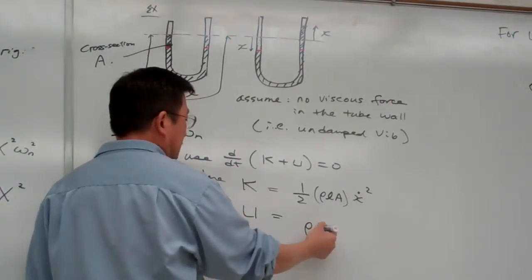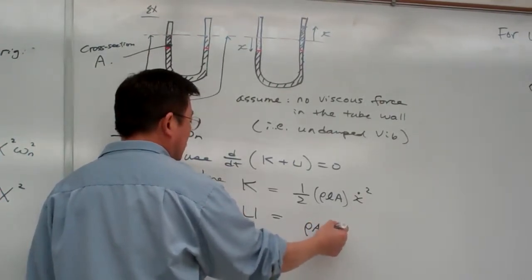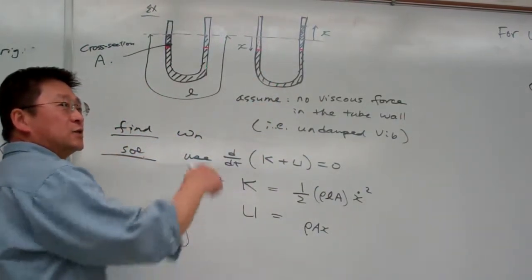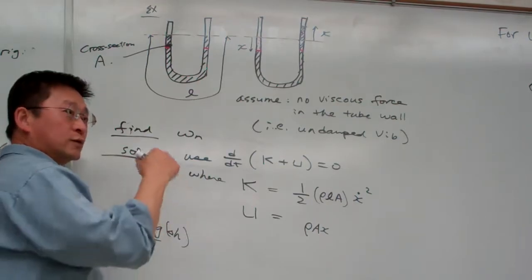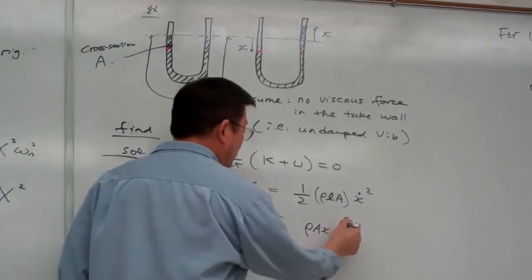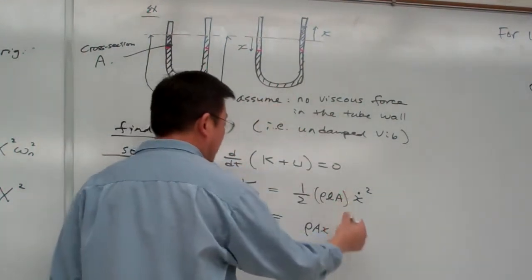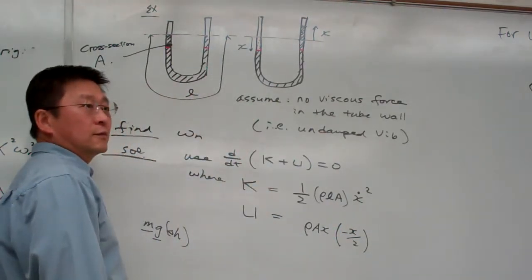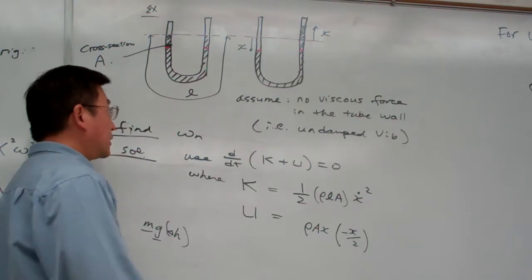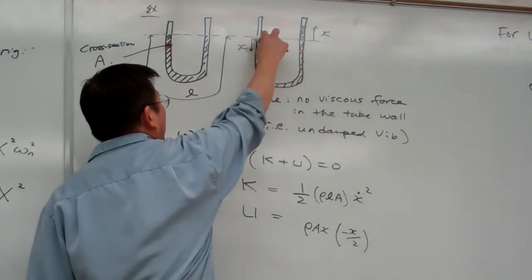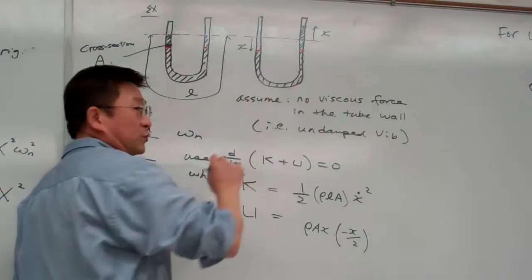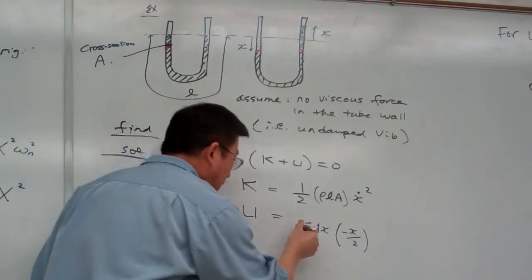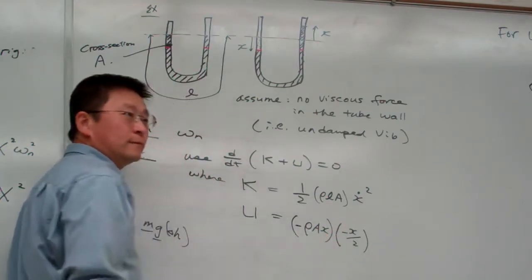Okay, so now this portion has rho, density, times A times X, that is the total volume of this portion. And it changes by going down. Let me say going down is negative X over 2. And here again, the liquid in this portion is depleted, which means its mass is reduced. So I would say this is also minus here.